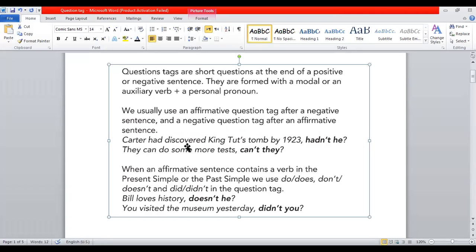Carter had discovered King Tut's tomb by 1923. The question tag will be hadn't he, because we have here had, this is the helping verb. So you'll change it in the question tag into hadn't. Positive, so the question tag will be negative. And then you will put here, as you see, he, this is a subject pronoun that you will use instead of the subject Carter.